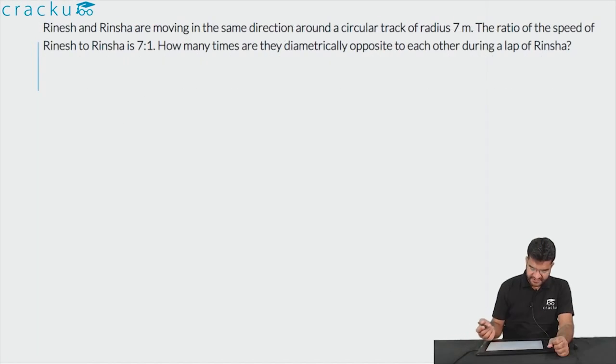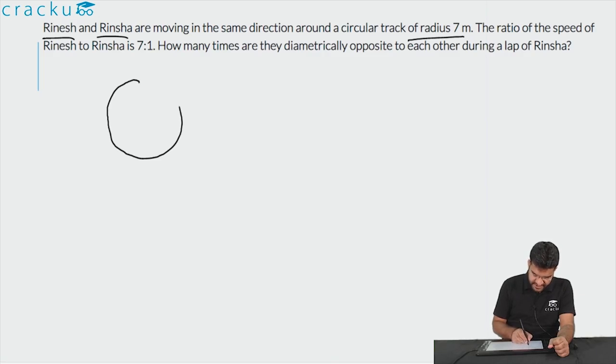In this question, it is given that there are two persons, Rinesh and Rinsha. They are moving in the same direction around a circular track of radius 7 meters. So there is a circular track and both of them are moving in the same direction. The ratio of the speed of Rinesh to Rinsha is 7:1. How many times are they diametrically opposite to each other during one lap of Rinsha? So Rinsha is the one who is slower.